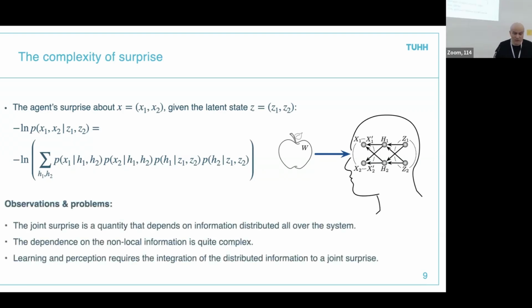So let's summarize the first observation here. The joint surprise is a quantity that depends on information distributed all over the system. So when people talk about the system predicting the sensory input, it's not really capturing the complexity that we are dealing with here. The dependence on the non-local information is quite complex, as you see in this very tiny example here. Learning and perception requires the integration of the distributed information to a joint surprise. So you need to come up with a joint surprise, and that cannot simply be the sum. In this previous example, it's the sum of the local surprises, but in this case, it's not anymore.